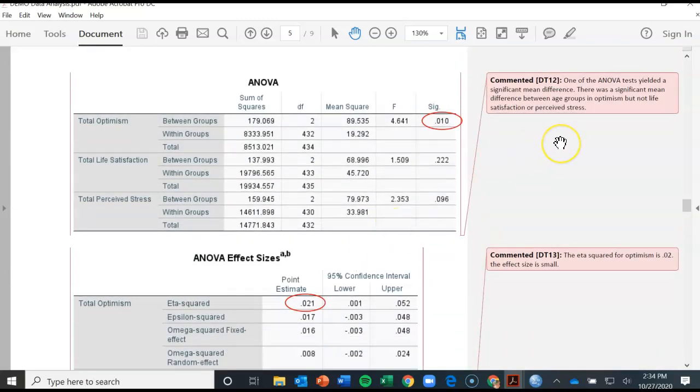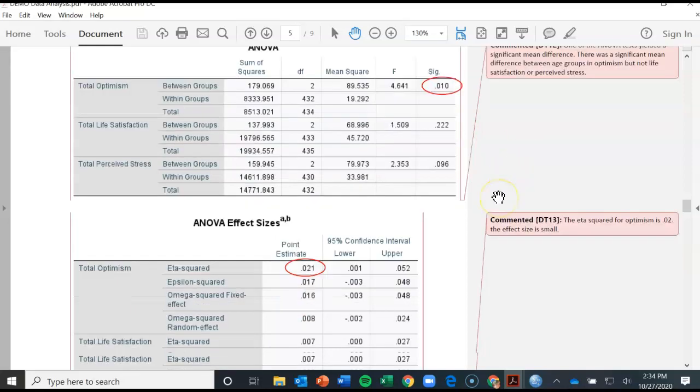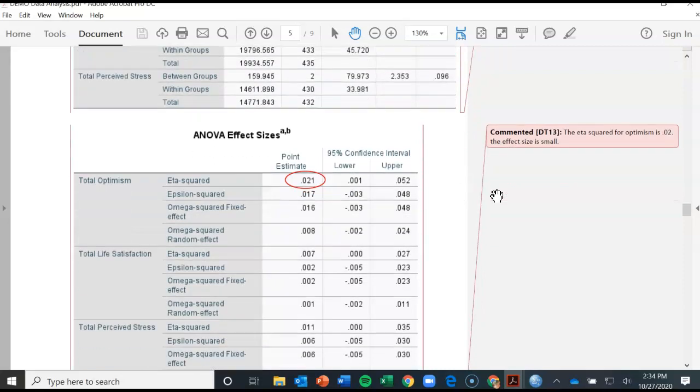Now I go to my ANOVA table, and one of the tests, as I mentioned before, is significant. So that means there are significant between groups differences based on age in optimism, but not for life satisfaction or for perceived stress, which has relevance for my hypotheses in that domain.